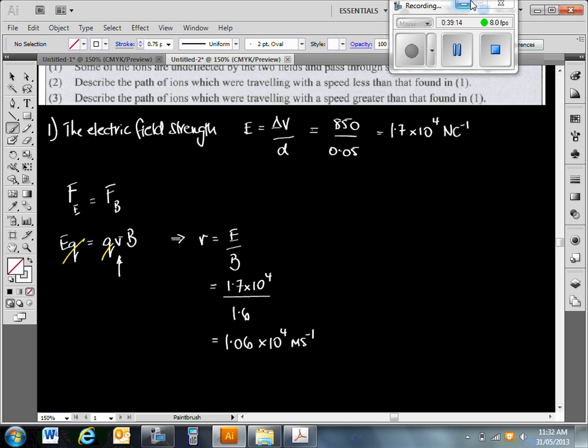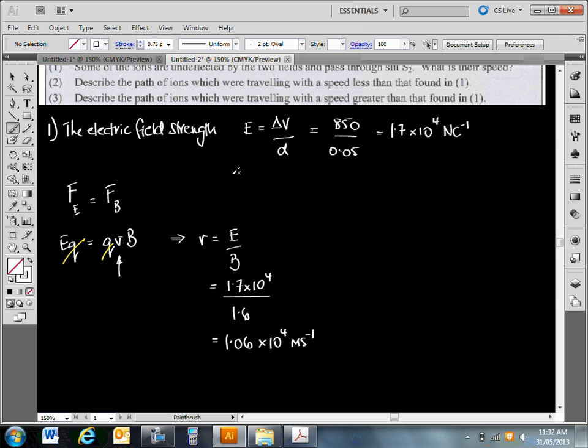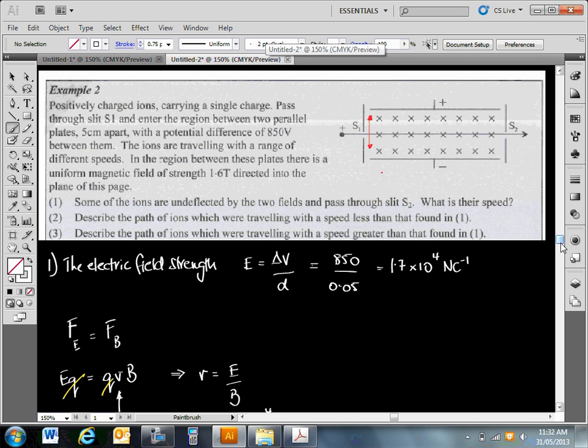Question 2 says, describe the path of the ions which were travelling at a speed less than that found in 1.